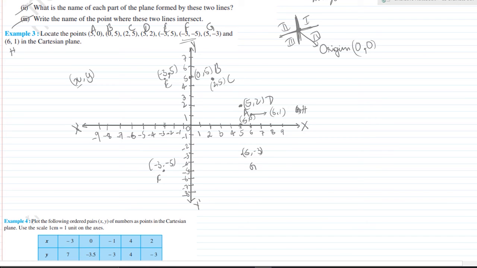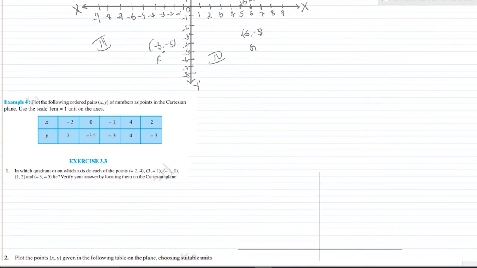Understood? This is our way of plotting the graph, and this is always our first quadrant, second, this is our third quadrant, this is our fourth quadrant. Fine. Now let's go for the fourth question.